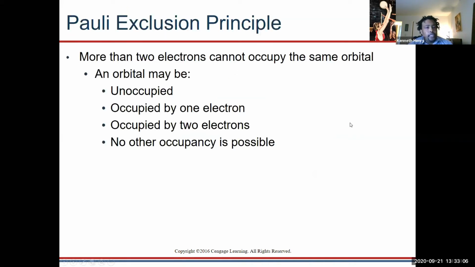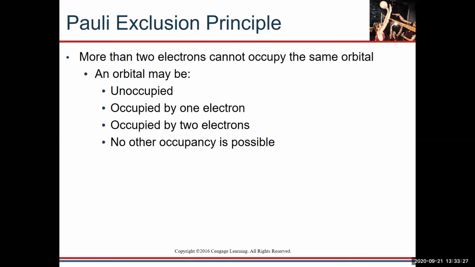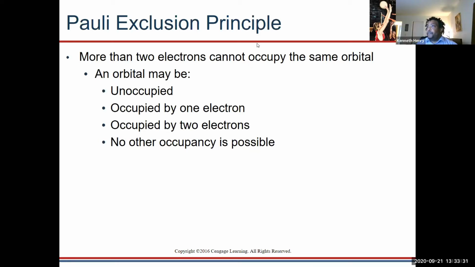The Pauli exclusion principle basically says that you can have, at most, 2 electrons in an orbital. So you could have 0 electrons, 1 electron, or 2 electrons. You can never have 8 or 25 in a single orbital. Do you get that? Okay.